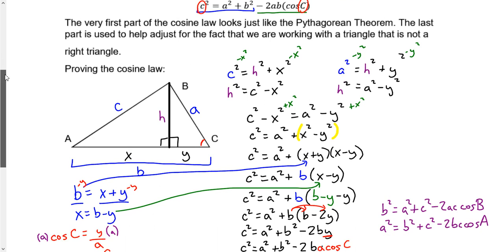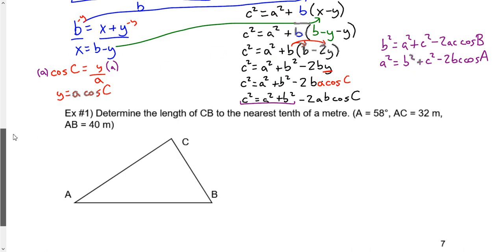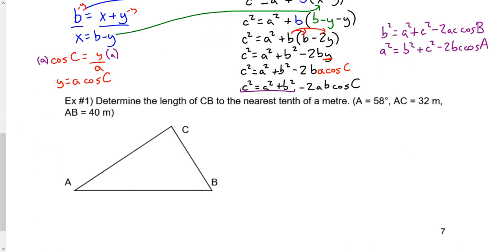So let's go into an example. We're going to determine the length CB to the nearest tenth of a meter. So we're going to solve for what is this. It says that angle A is 58 degrees. It says AC is 32 meters. And AB is 40 meters.